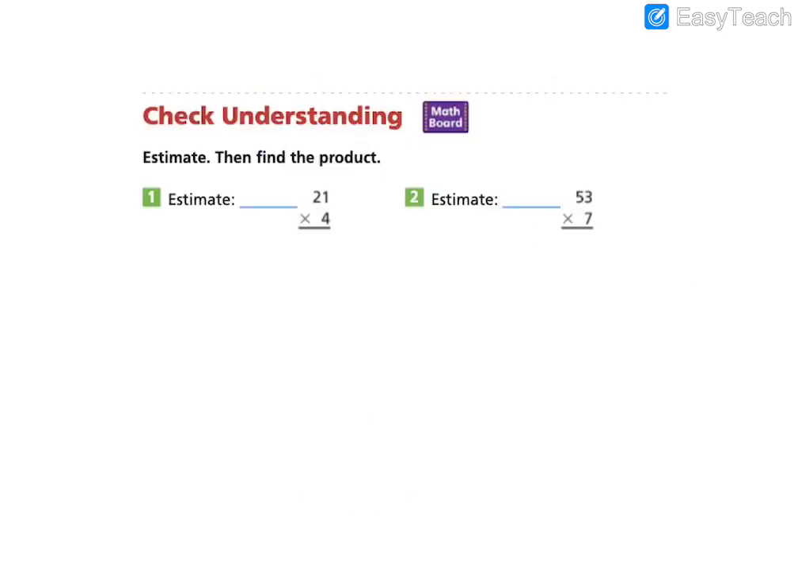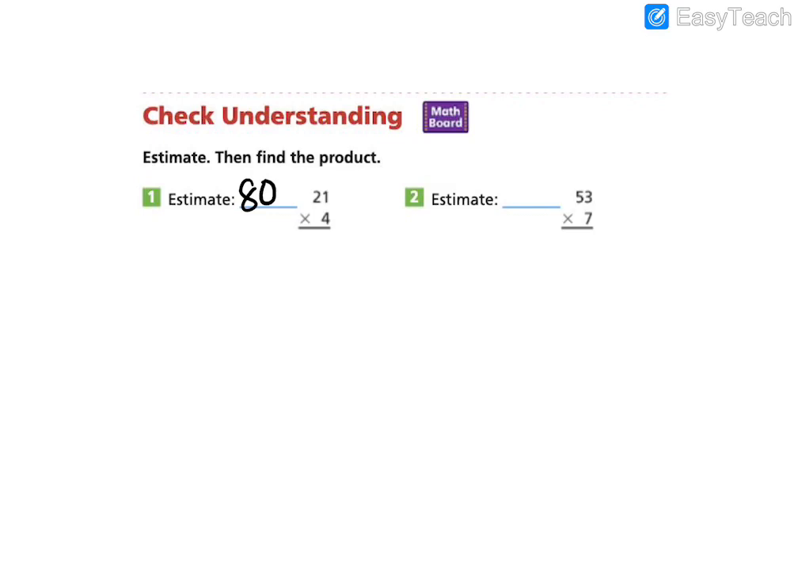Great. We're going to go ahead and complete the check understanding together. First, we estimate what's 21 times 4, about 20 times 4. Go ahead and write your estimate. Good, our estimate is about 80. Now, if you're feeling confident, you can also pause the video and complete these on your own. Otherwise, you can work through them with me.